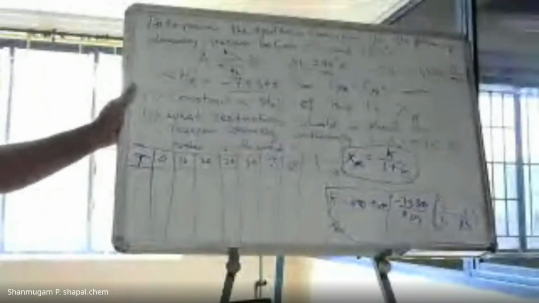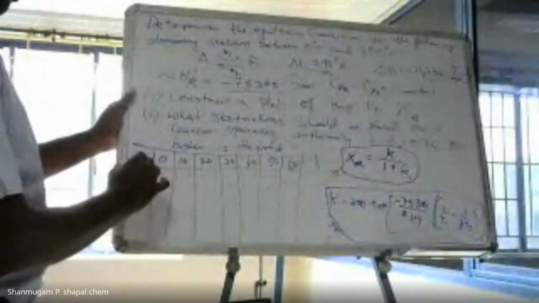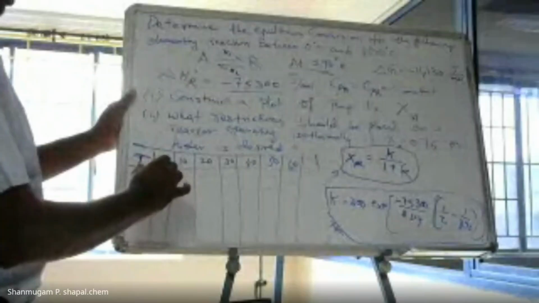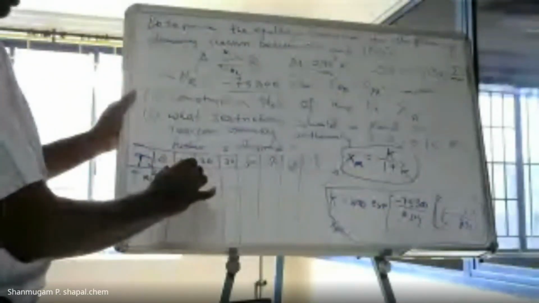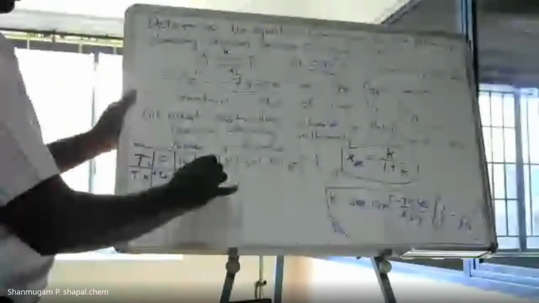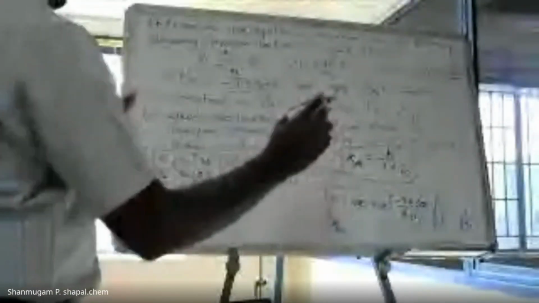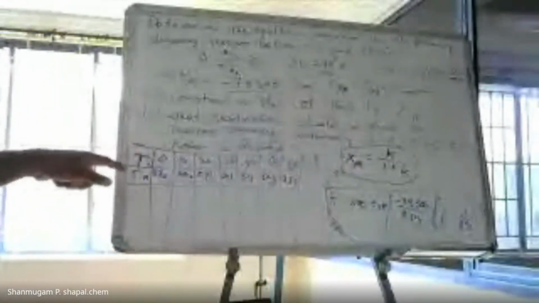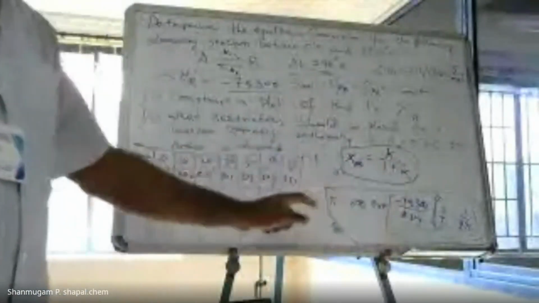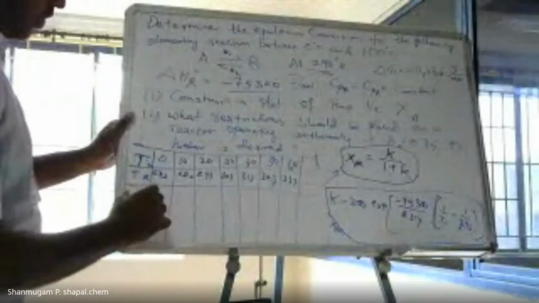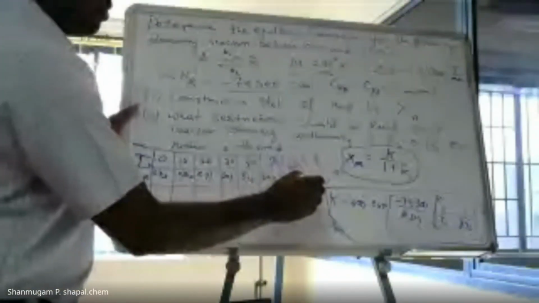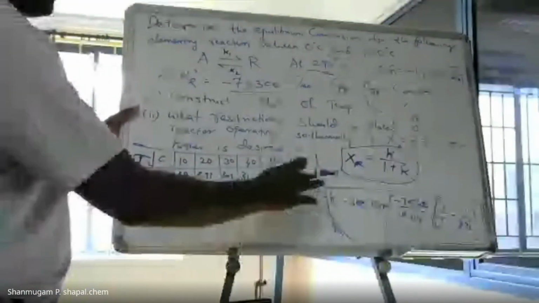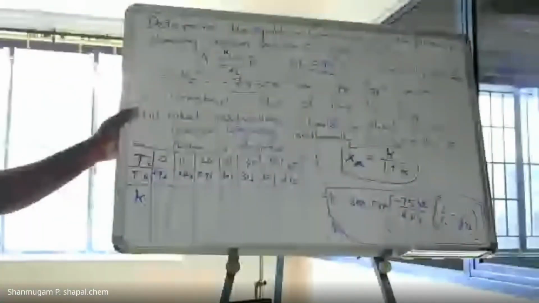This is in degrees Celsius, so you put it in Kelvin: 273, 283, 293, 303, 313, 323, 333, etc. This is the temperature T in Kelvin. If you substitute this temperature in this particular equation, you will get a K value.